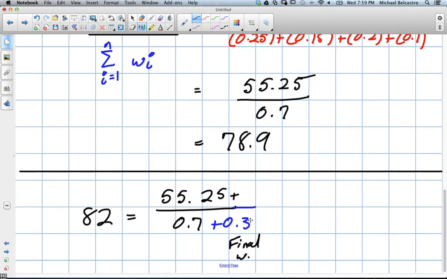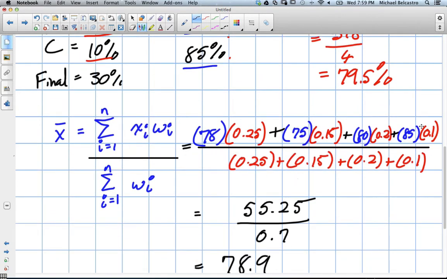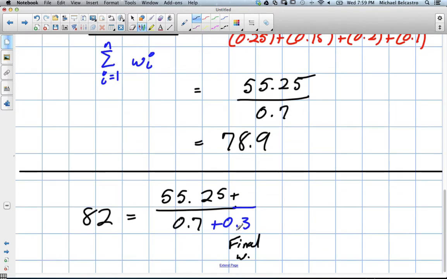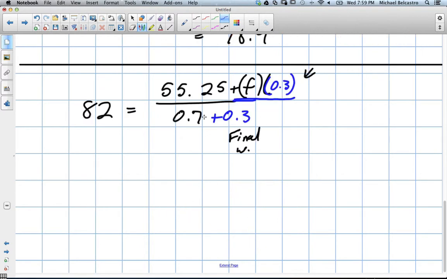Now, I could have done this all the way back here and rewrote everything, but I'm doing a little shortcut for us. So I added the final weighting here, and we will need to put in our final grade. Now, this is the tough part. Our final grade, we don't know. So we've used X before, so I'm going to call it Y. The final grade, or actually F would be nice for our final. So it's our F times the weighting, and the weighting being 0.3.